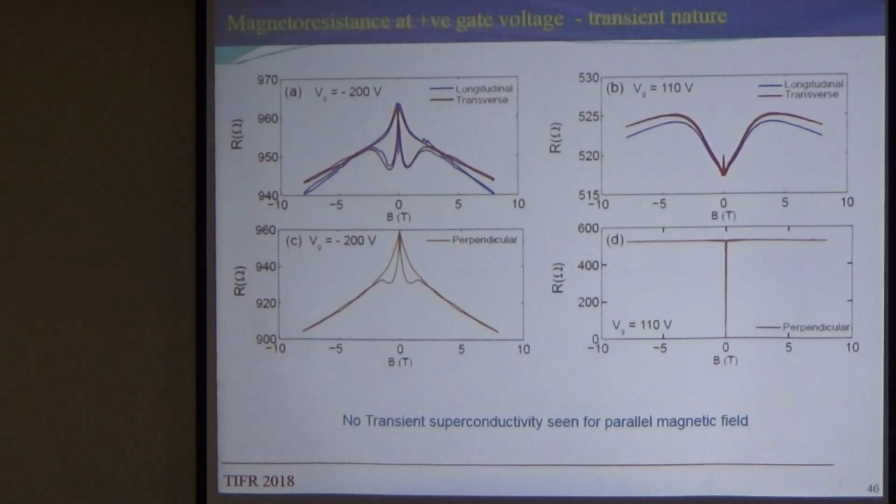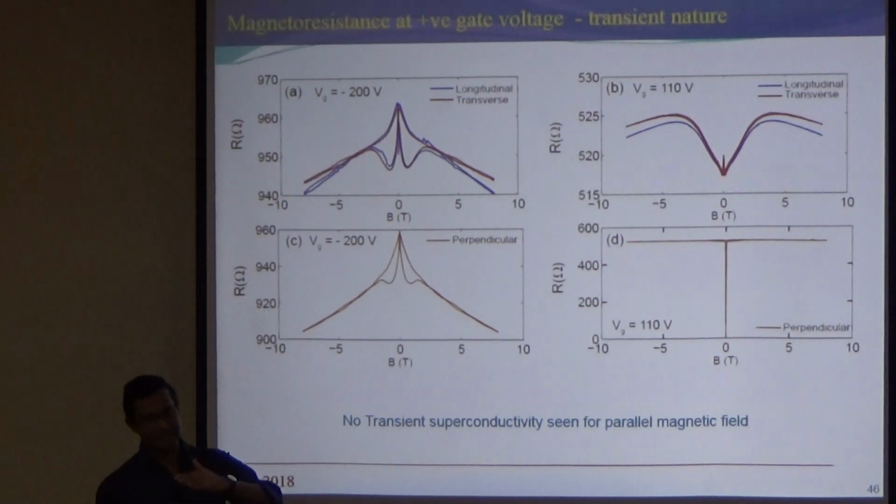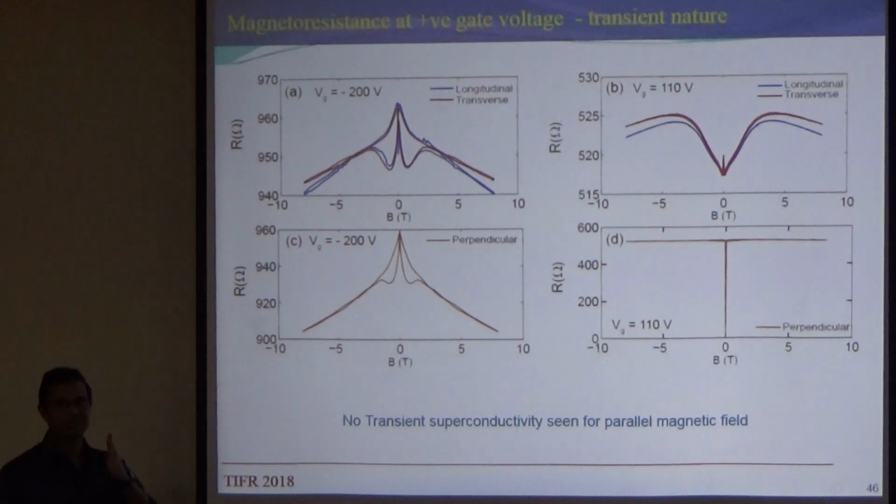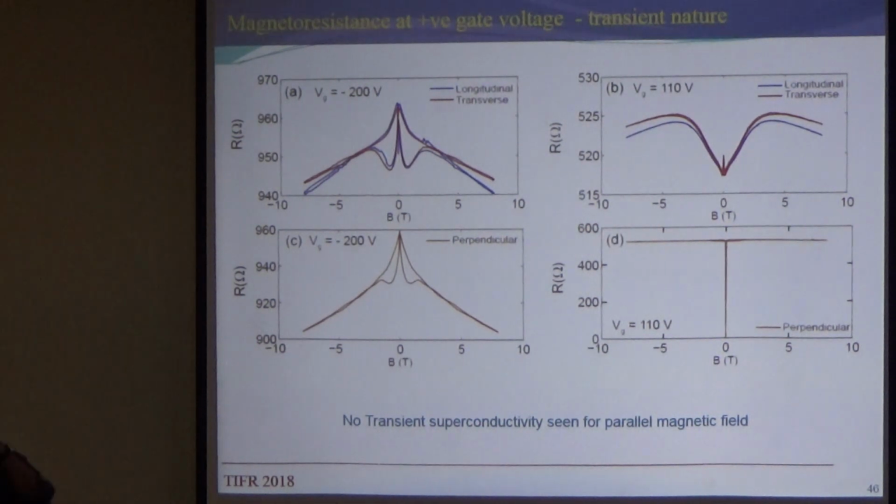We went further ahead and we did these measurements in a parallel field. We can rotate the sample and we did it at different angles with respect to the magnetic field, and we saw that whenever the sample is aligned parallel to the magnetic field, we do not see this effect. So, this obviously is an orbital effect.